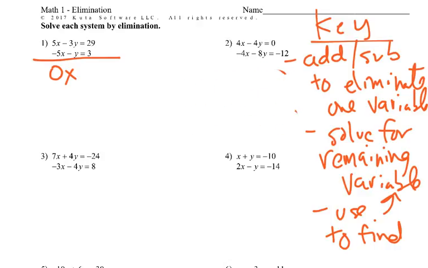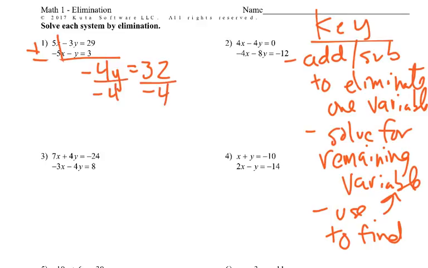It's critical that we know what we're doing, adding or subtracting, because that'll determine what we do for every number. So 5x plus a negative 5x becomes 0x. Negative 3y plus a negative 1y would give us a negative 4y. And 29 plus 3 gives us 32. So 0x is worthless. We pretty much eliminate it. Negative 4y, to get y by itself, we divide by negative 4. So we get y equals negative 8. That's half our answer, right?